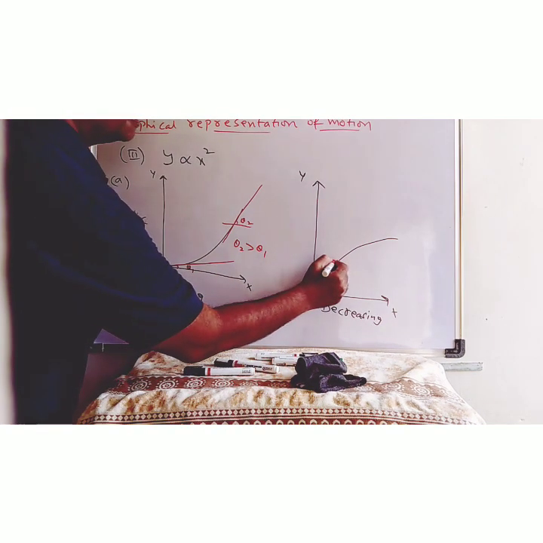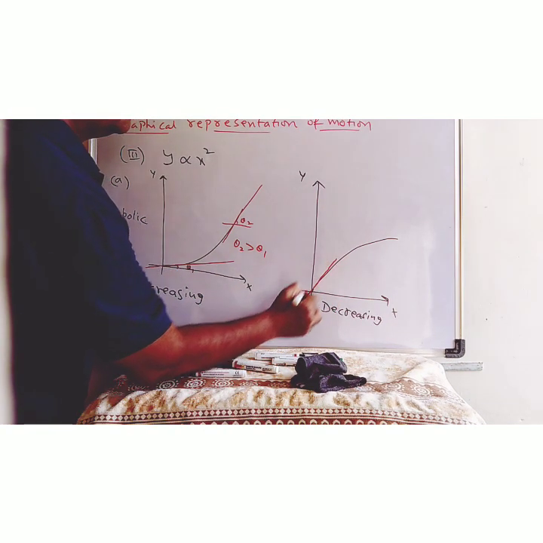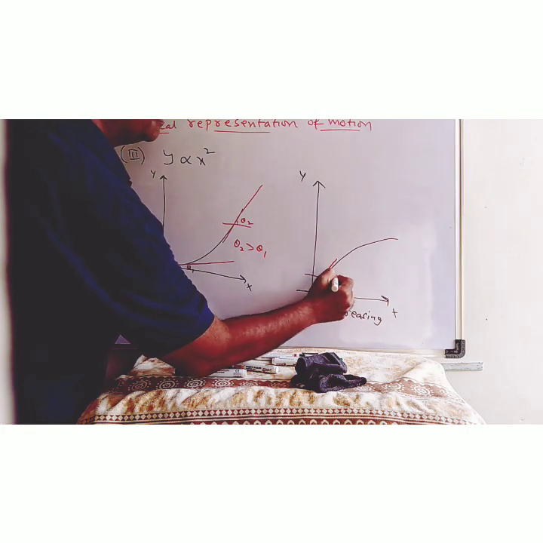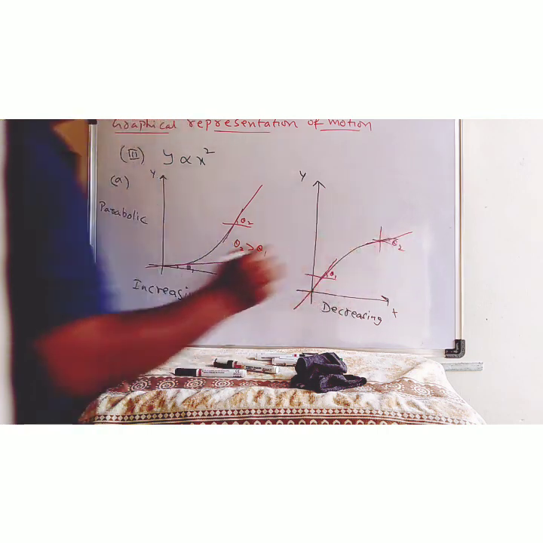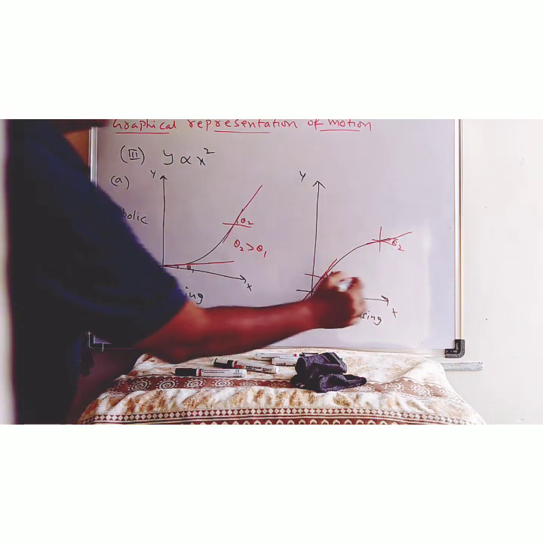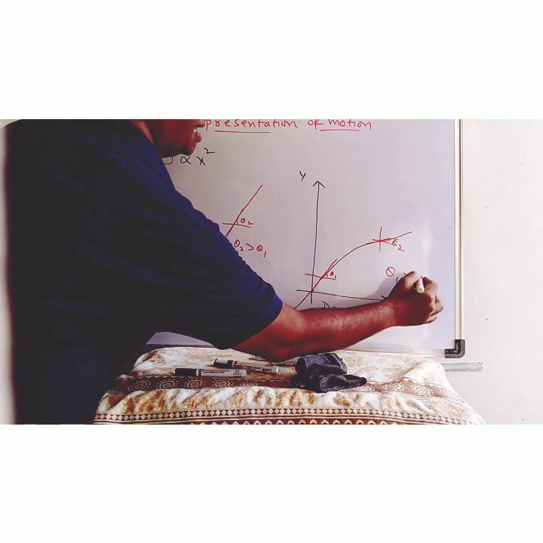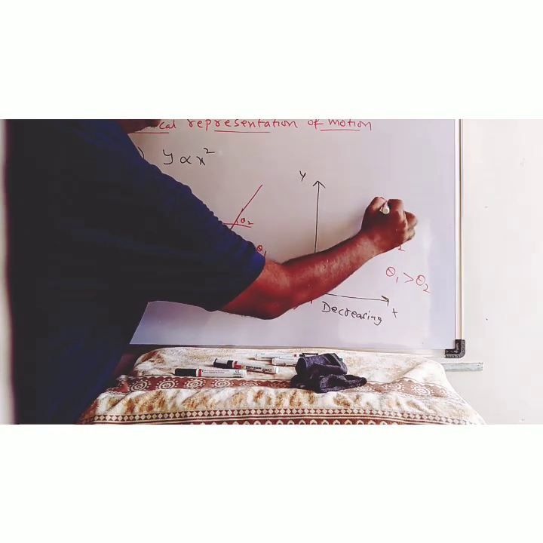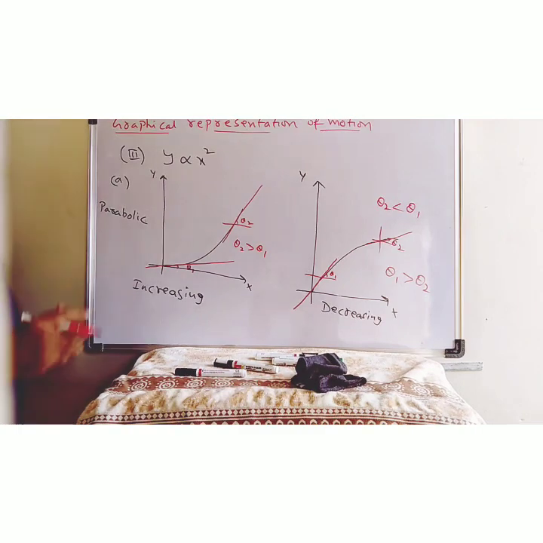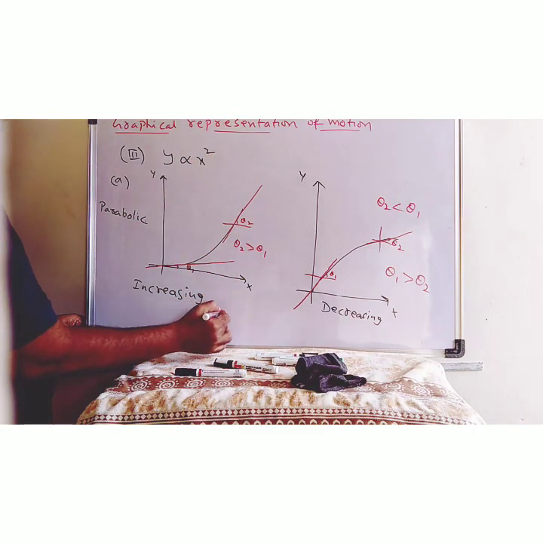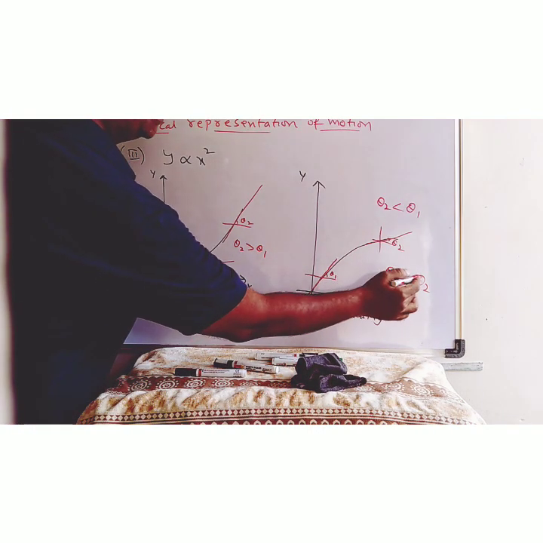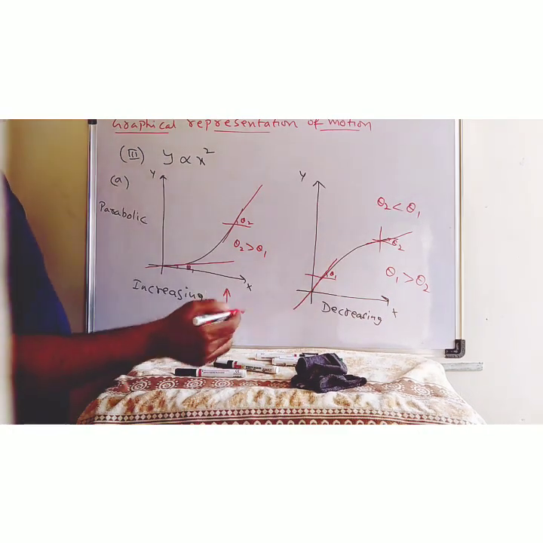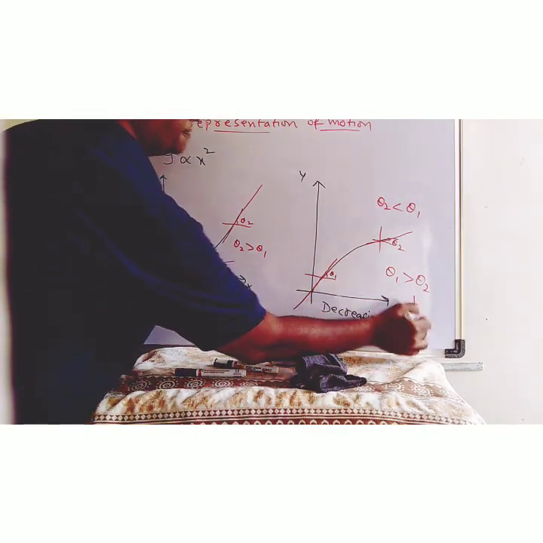Now look at this one. At this point, let us say this one is theta 1 and here it is theta 2. Now observe carefully: in this case theta 1 is greater than theta 2, or we can say theta 2 is less than theta 1. If theta 2 is greater than theta 1 in the graph, it is an increasing graph. If theta 1 is greater than theta 2, or theta 2 is less than theta 1, then it is a decreasing graph.